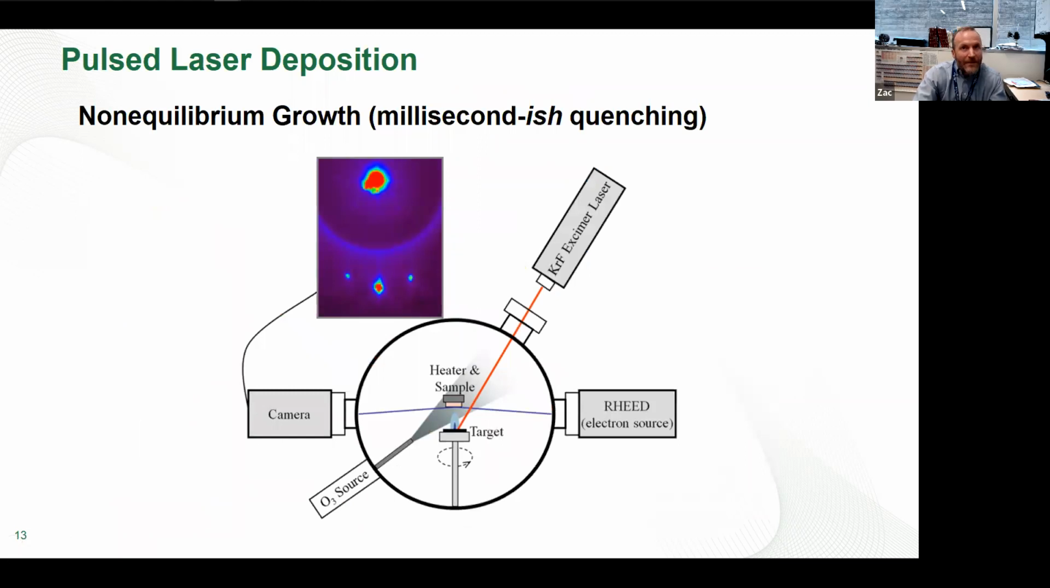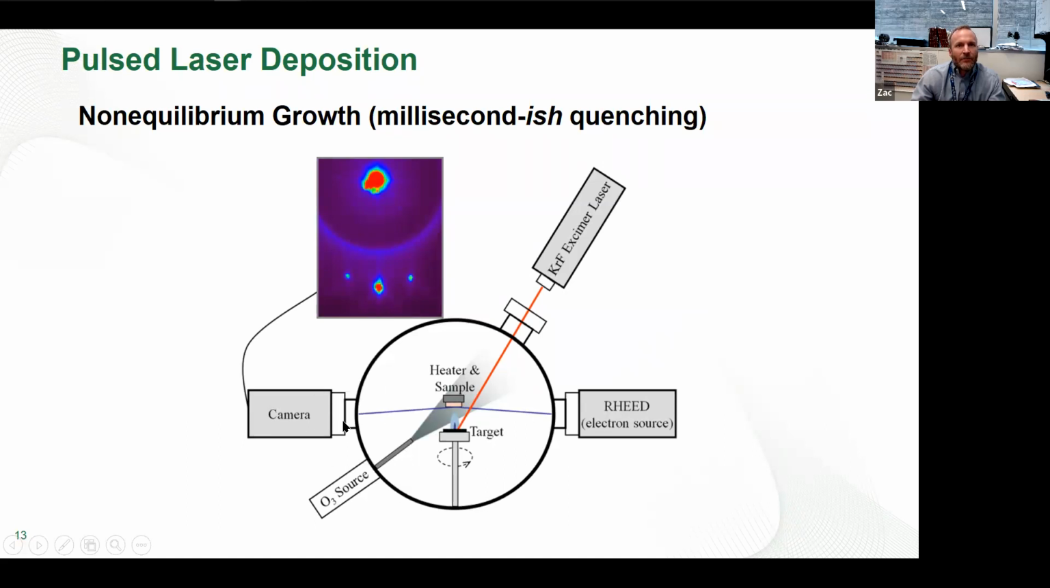The way that we do this, and the way that we have been successful in creating the first single crystals of a lot of these materials, is using pulsed laser deposition. This is just a diagram here. We've got a ceramic target down here. We're going to have our substrate up here that we're going to grow on. We can have our process gas that we can control here.